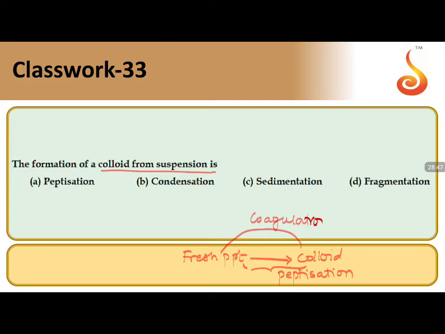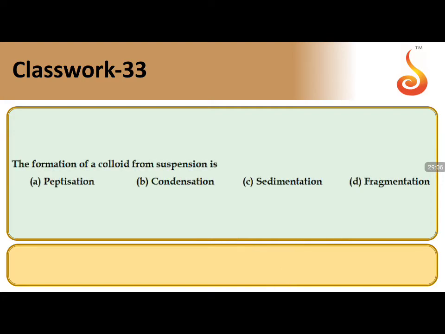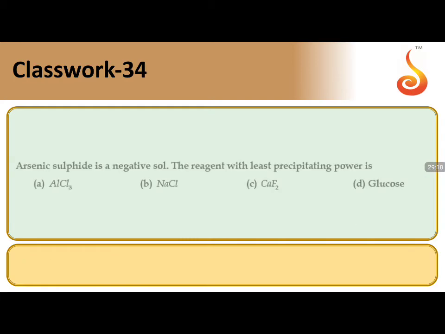Coagulation. See this direction carefully. Colloid to precipitate is coagulation. Conversion of precipitate to colloid is peptization. So here we are talking about colloid formation from suspension, so it should be peptization. The answer should be peptization, so A. Okay, coming to the next question.